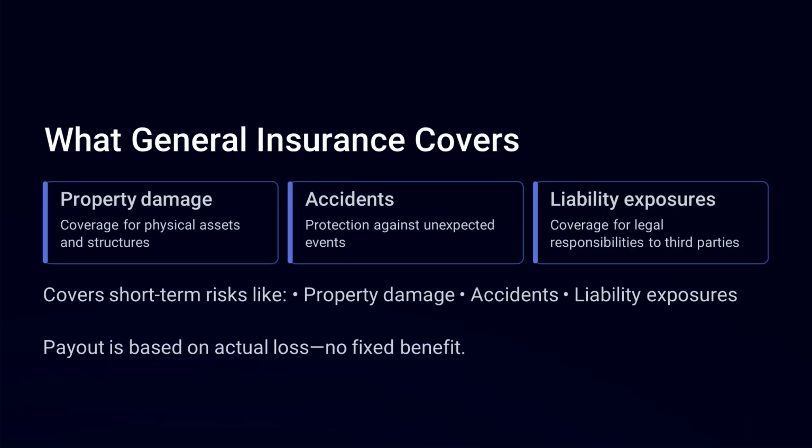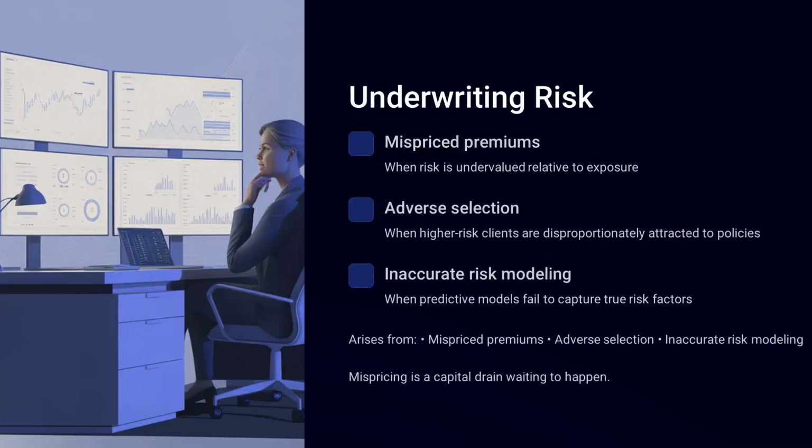What general insurance covers. General insurance protects against physical damage and legal liability. It includes auto insurance, home insurance, commercial property, public liability, and professional indemnity. Policies are short-term, usually 12 months. Payouts are based on actual loss. There's no fixed benefit. If there's no loss, there's no payout.